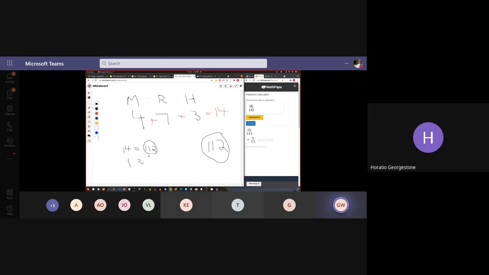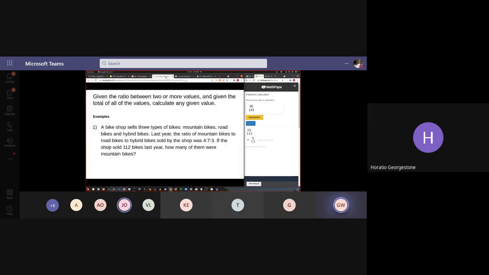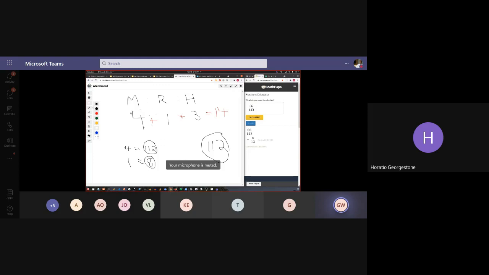We have to do 112 divided by 14, which is 8. So one part in the ratio represents 8 bikes. So we want to know how many mountain bikes were sold. In the ratio, we've got the number 4, okay? So if one part in the ratio represents 8 bikes, we've got 4 parts, so we have to do 4 times 8, and that will give you 32. So 32 is the answer, 32 mountain bikes.